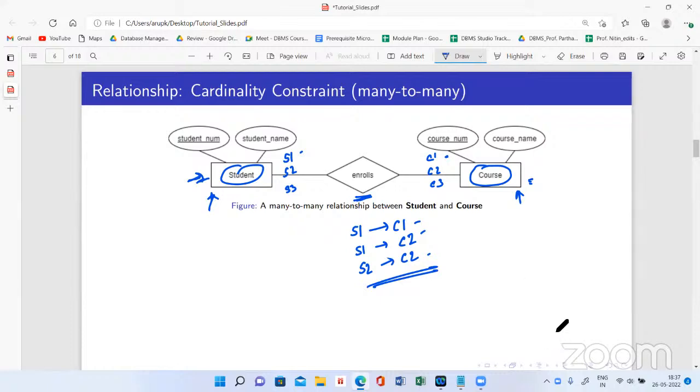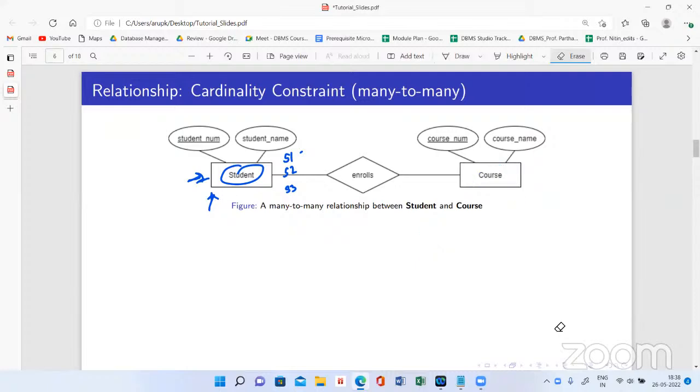Am I clear? How many total possibilities? Suppose n students are there and m courses are there. How many possibilities could be? n into m. You can just say N, M. If you don't mark anything, it's n to n. You can have any number of associations, from 0 to n into m. We can have no students taking a particular course, or a student having no courses. That is also possible, right?